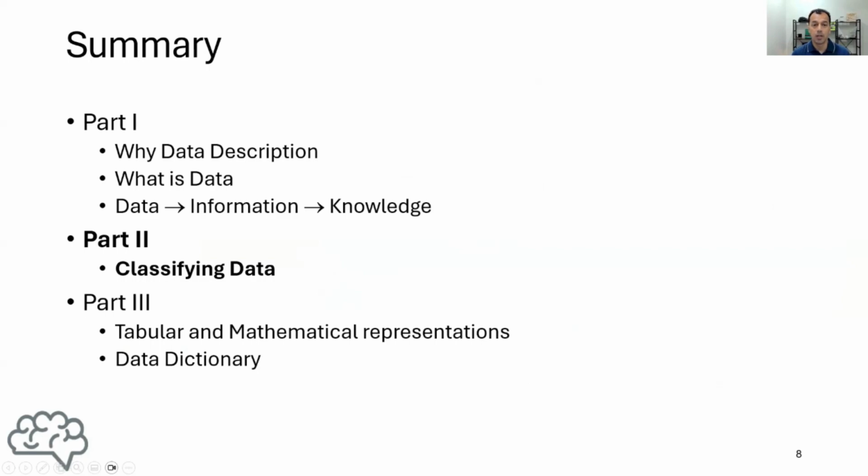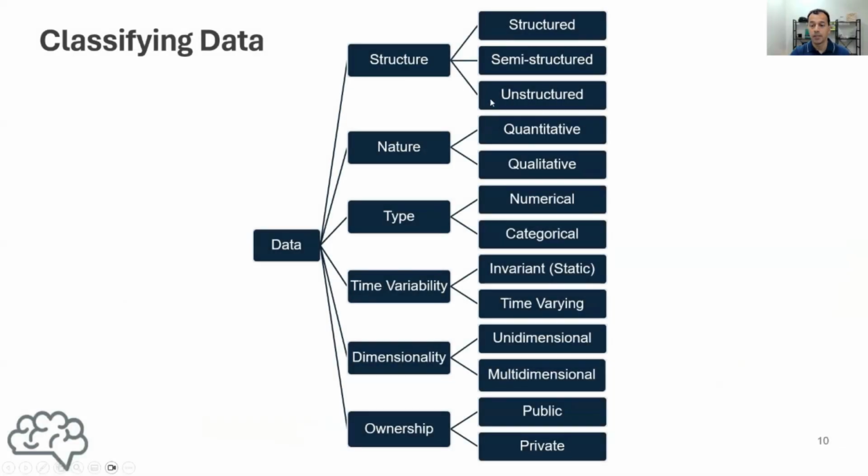Let's have a look now at different ways of classifying or categorizing data. Here in this picture, I am showing you 6 different ways of classifying data. You can search the literature and find other ways different from this one, but these are 6 very useful ways of categorizing. The first way that we are going to discuss is to categorize data based on its structure.